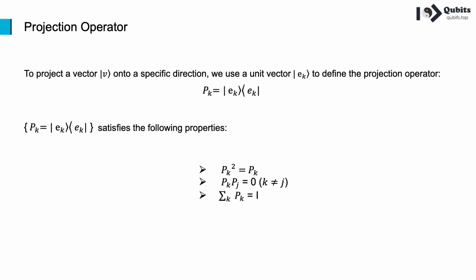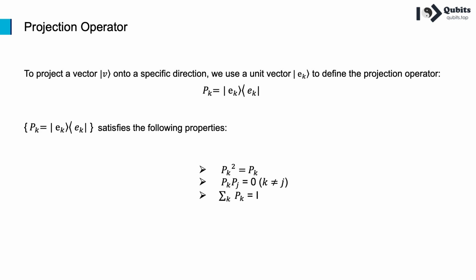A projection operator is a linear operator that maps a vector onto a subspace by projecting it onto that subspace. This means that the projection operator takes a vector and projects it onto a subspace, which results in a new vector that lies within that subspace.